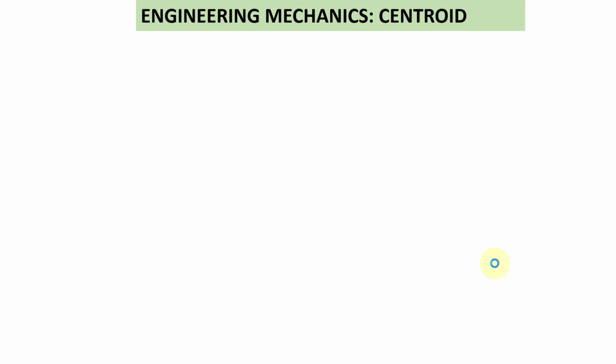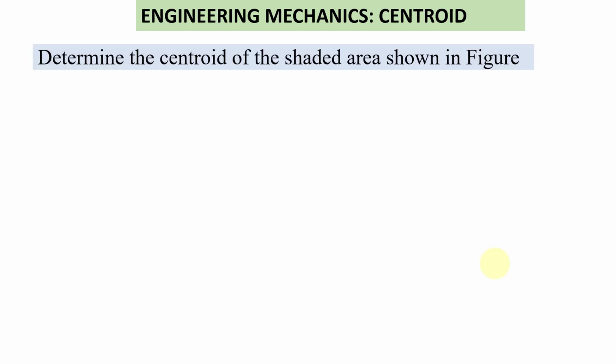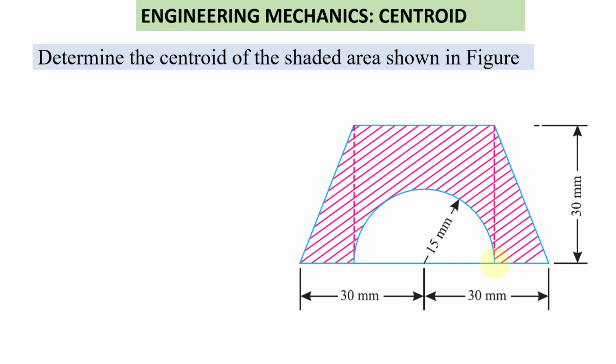Hello everyone. Today we are going to discuss how to find out the centroid of an irregular shape. Let us solve the problem. Determine the centroid of the shaded area shown in the figure. Here you can see an irregular shape in which we have to calculate the centroid of the shaded area.